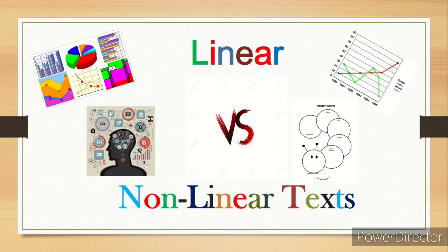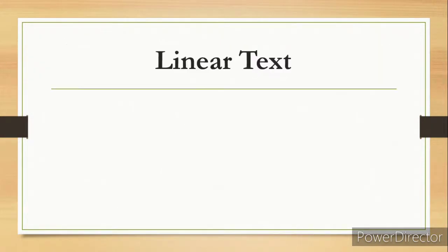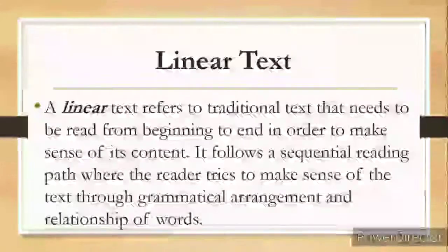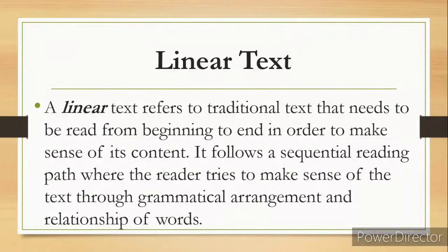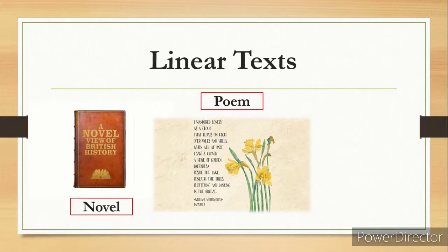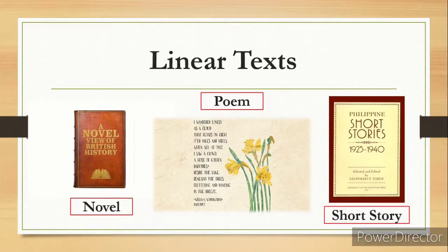Let us start with linear text. A linear text refers to traditional text that needs to be read from beginning to end in order to make sense of its content. It follows a sequential reading path where the reader tries to make sense of the text through grammatical arrangement and relationship of words. Examples are novel, poem, short story. We also have letters and educational text.